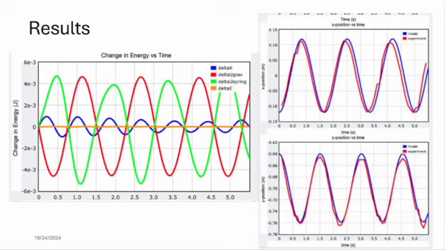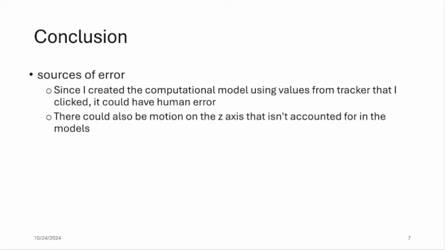Here are the results I got from the computational model. You can see the energy graph for kinetic, gravitational, spring, and total energies in the image on the left side. And on the graphs to the right, you can see that the model and the experimental graphs are more or less the same. You can see that the experimental graph is not completely perfect, whereas the model is completely perfect because the computational model is the ideal scenario, whereas in real life there are always some discrepancies.